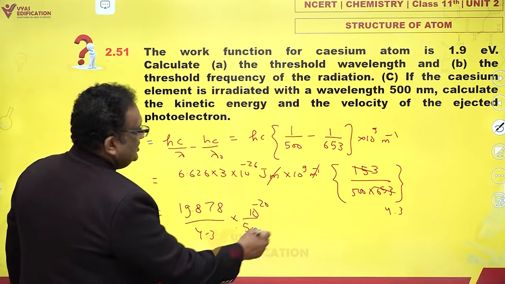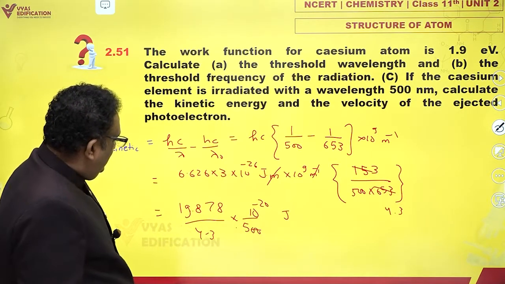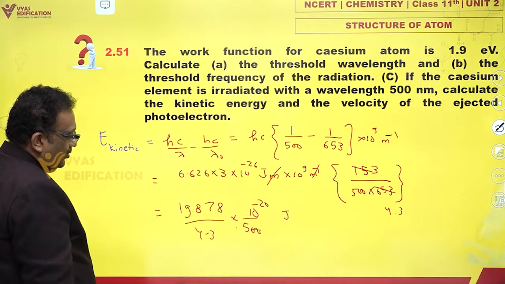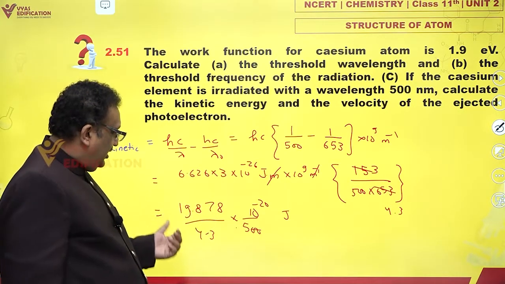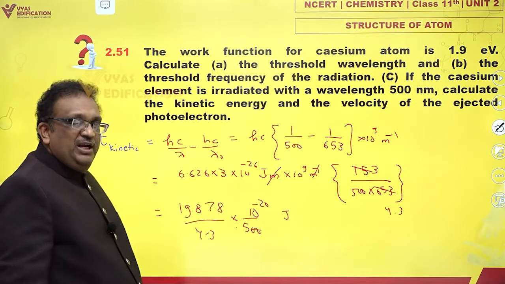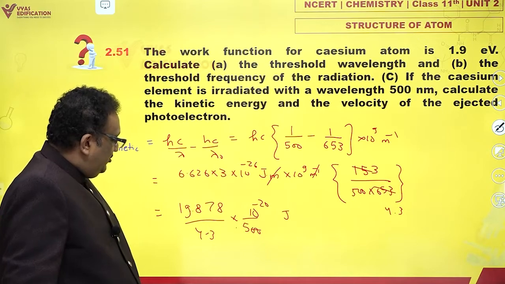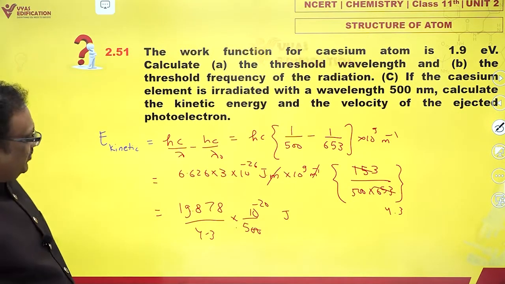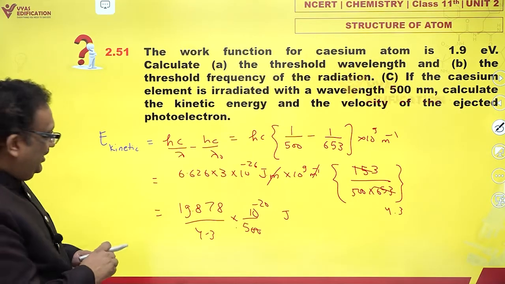How much is this? This is joules. Such a wondrous change. Let me say this is around 40. A little less than 40 divided by 4.3. That would be around 9. Roughly 9 into 10 to the minus 20 joules. Roughly.